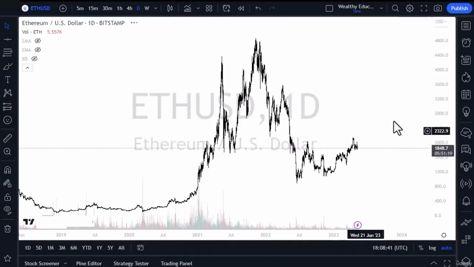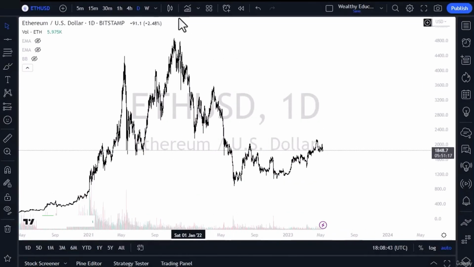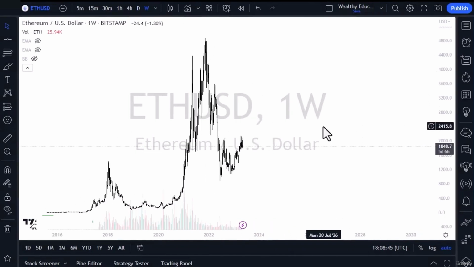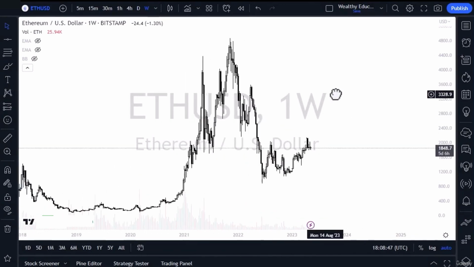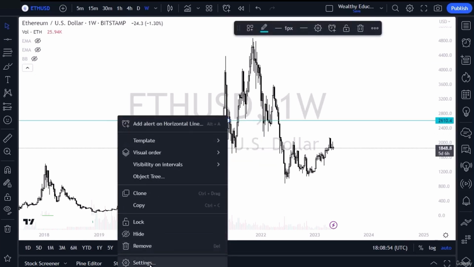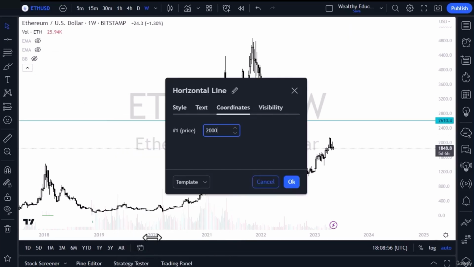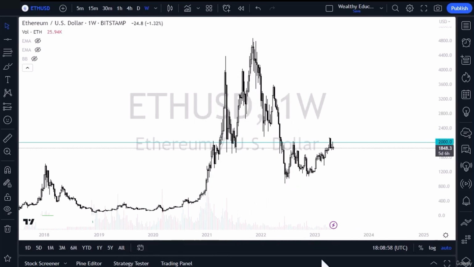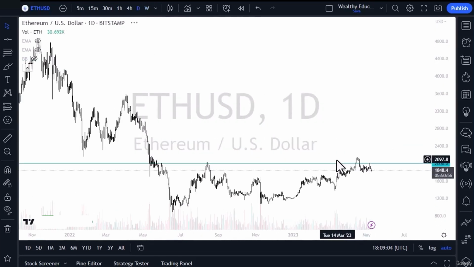Go ahead and take a look at Ethereum. Quite frankly, most of crypto is going to look very similar. It all tends to move in lockstep. This is Ethereum. In Ethereum's case, you're probably looking at a 2,000 level. That's going to be important. It's not too difficult to see that.